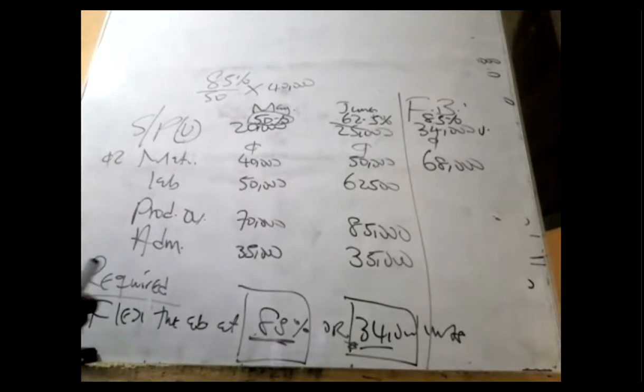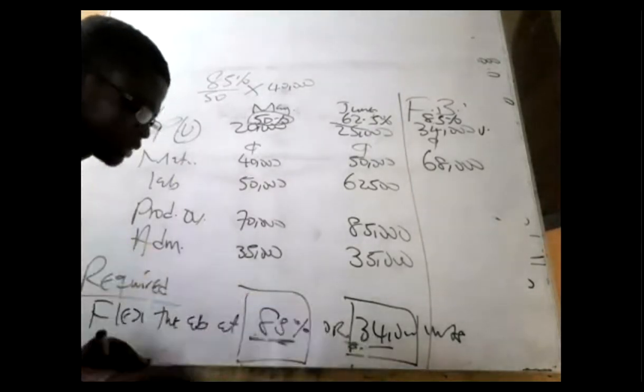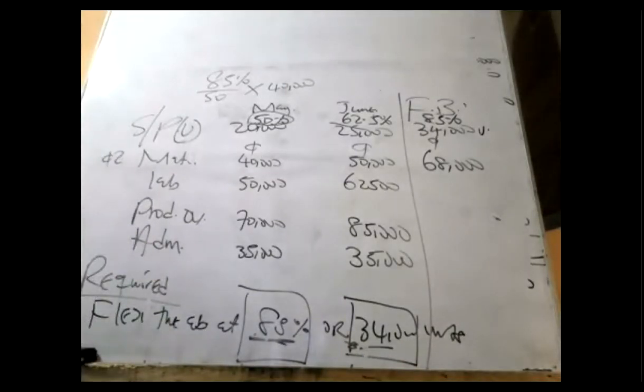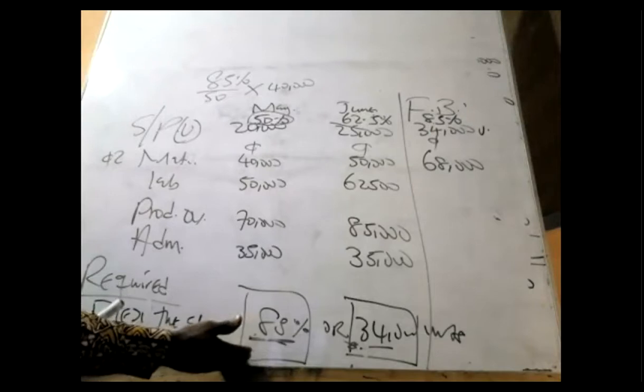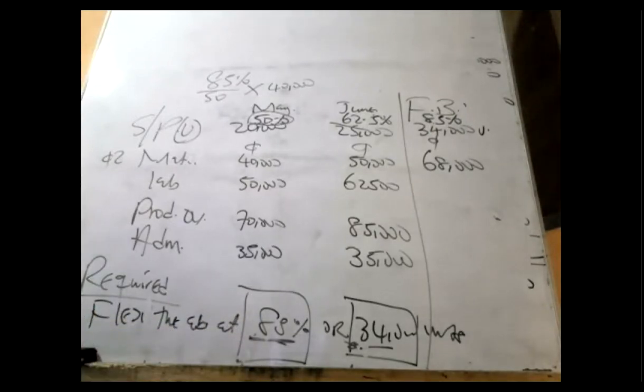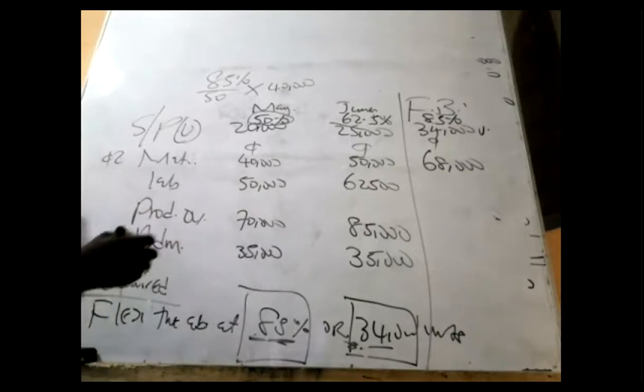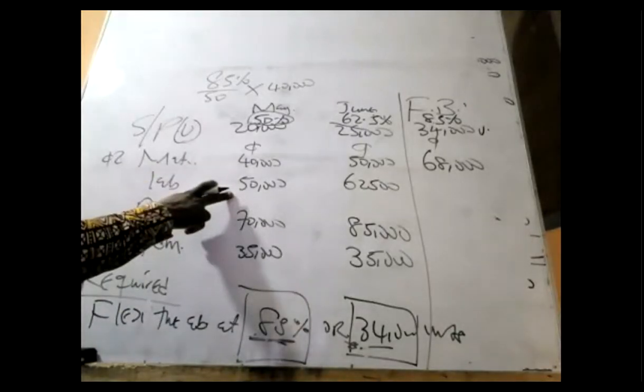So the examiner will not provide these two at the same time for you. He provides one. In recent exams, you normally use the percentage, so take note. Okay, let's go. I'll go to labor. Labor, I'm getting 50 here.